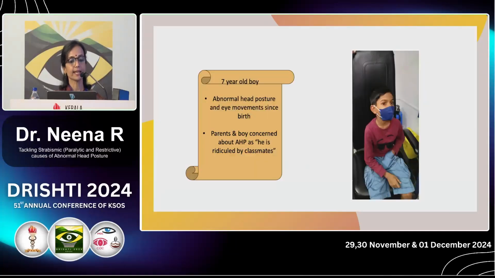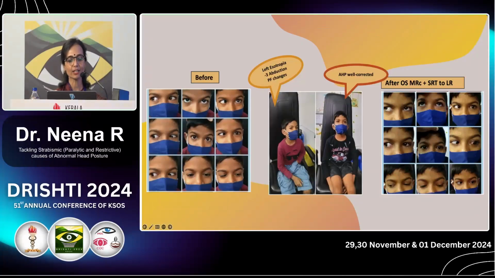So this is another case of a 7-year-old boy. He again has an abnormal head posture, a left face turn. He was ridiculed by his classmates, so he stopped going to school. So his parents brought him to me. And again, you can see very small esotropia in primary position, but significant abduction restriction, -3, and palpable fissure changes are there.